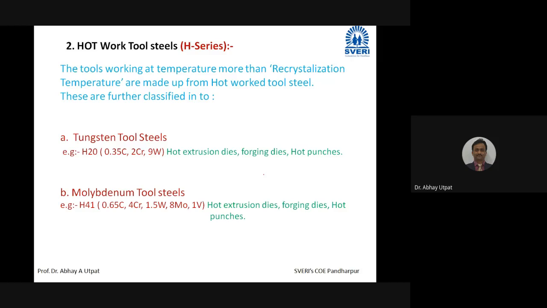Next one is hot work tool steel. There are two types of hot work tool steel, and both have the H symbol. Read the definition: tools working at temperatures more than the recrystallization temperature are made from hot work tool steel. This is not as complicated as cold work tool steel, where there was the concept of hardening and formation of martensite, which is why I explained it in detail. Here there are the tungsten type and the molybdenum type, where tungsten is the main element and molybdenum is the main element.